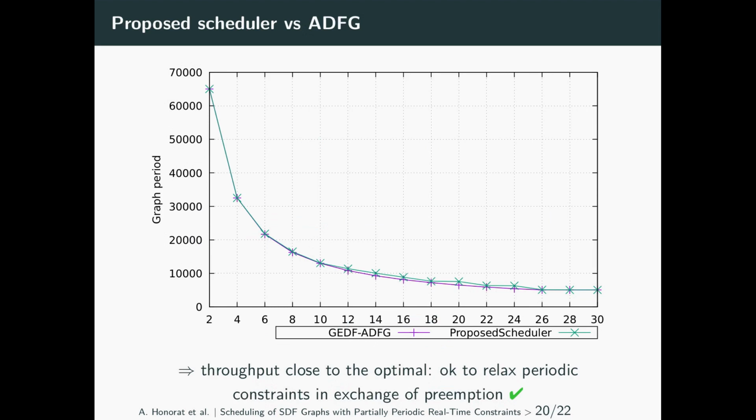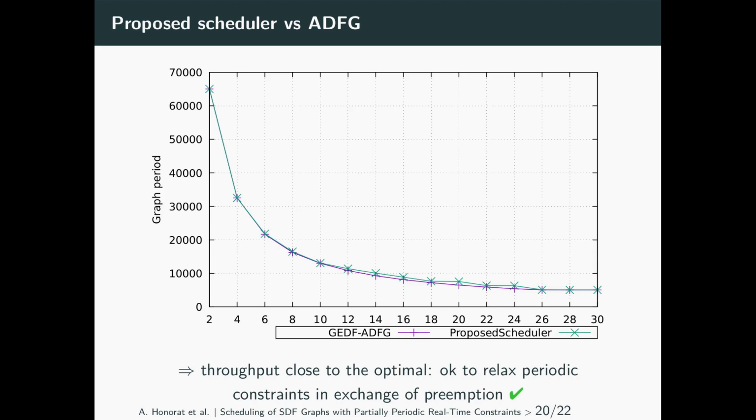In this diagram, the graph period is in ordinate and the number of cores in abscissa. The green curve corresponds to the graph period obtained by our scheduler. It is slightly above the violet curve of ADFG. For sure, we cannot beat the graph period achieved with the global EDF policy, which is optimal. However, we are very close to it. It is not possible to distinguish the curves for small and high numbers of cores.